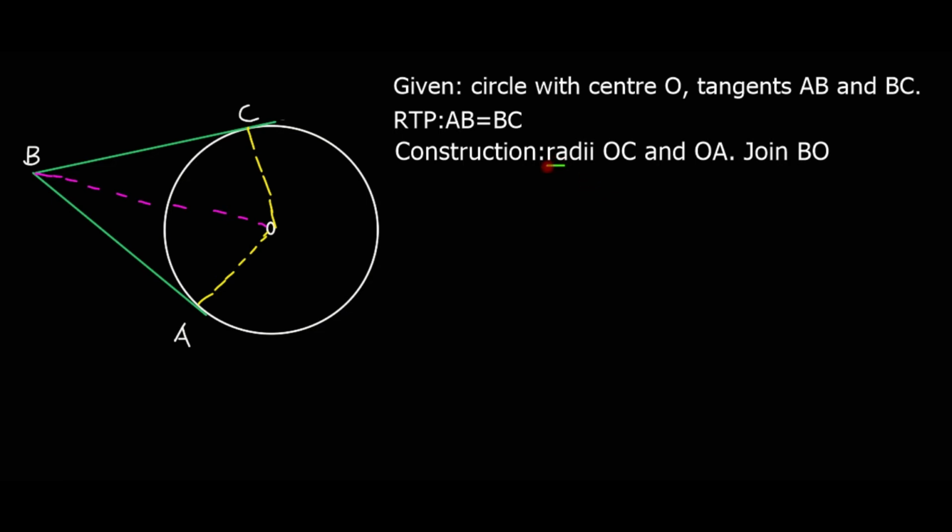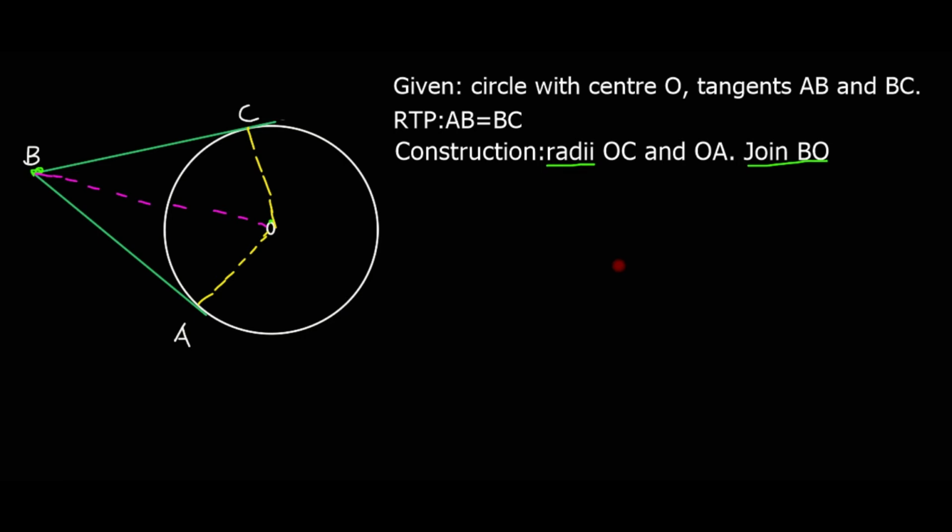Remember the radii: I have the radius OC and also OA, which I constructed. Remember, a radius is any line from the center to the circumference, meaning it goes onto the circle, so it is a radius. This means I have radius OC and OA according to the construction. And then we join BO, this one, BO. Remember, it's always important to write down your construction, because the construction carries a mark.